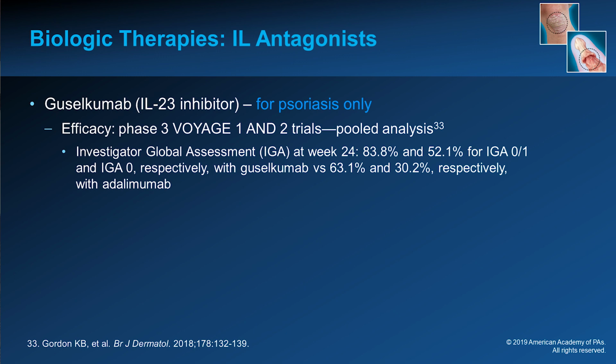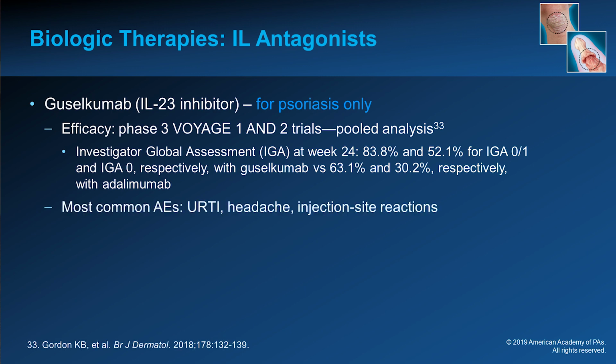It was also compared with adalimumab, and that drug was found to have 63% and 30.2% for the 0 to 1 IGA and IGA 0 respectively. So it's an interesting head-to-head that was done with this drug, and it's quite impressive. Safety, once again, we talk about the same issues with these drugs with upper respiratory tract infection, headache, and injection site reactions are also not horribly uncommon.